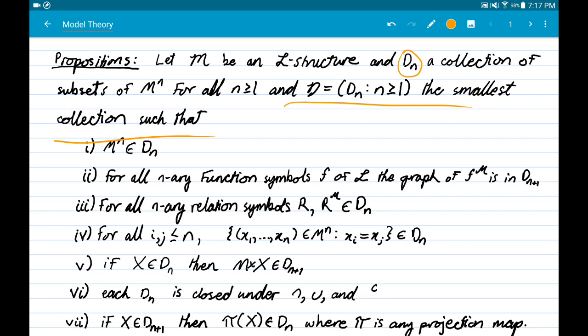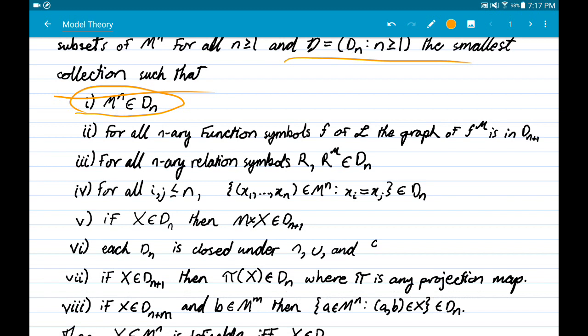So just to give a little bit of explanation and intuition, at least for a small handful of these rules, this rule or property or requirement that M^n is in D_n, well, for any tuple of length n, we can define the set of all of those tuples with a fairly simple formula that just makes a whole bunch of equations, basically.